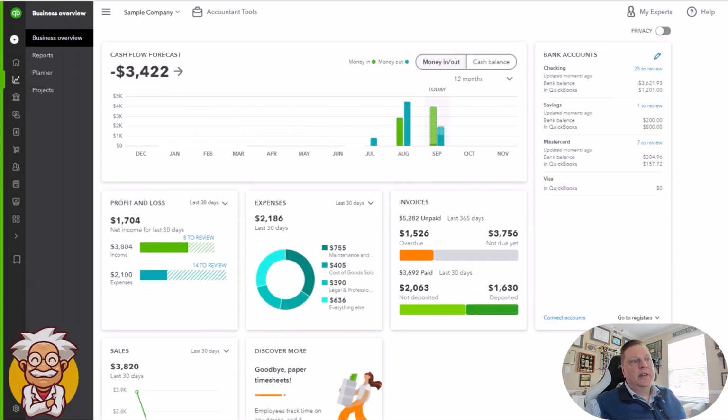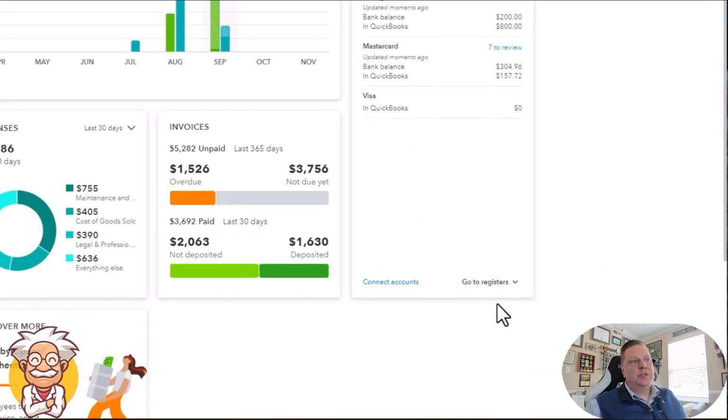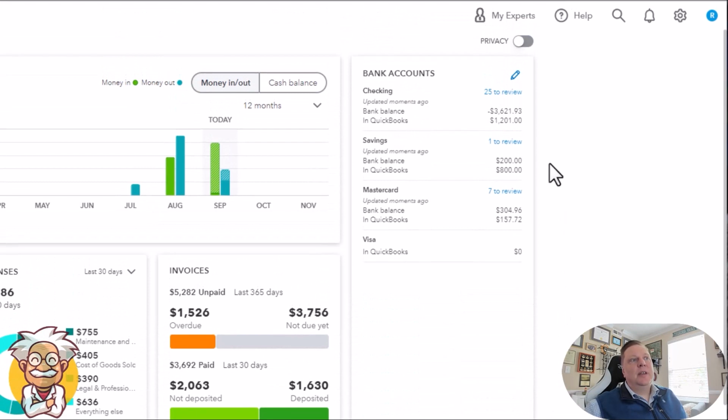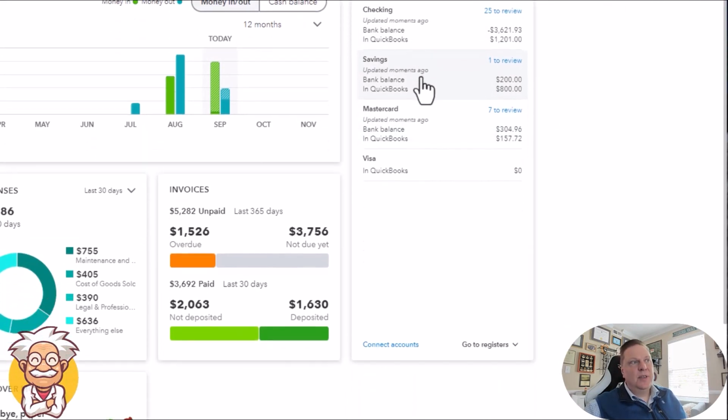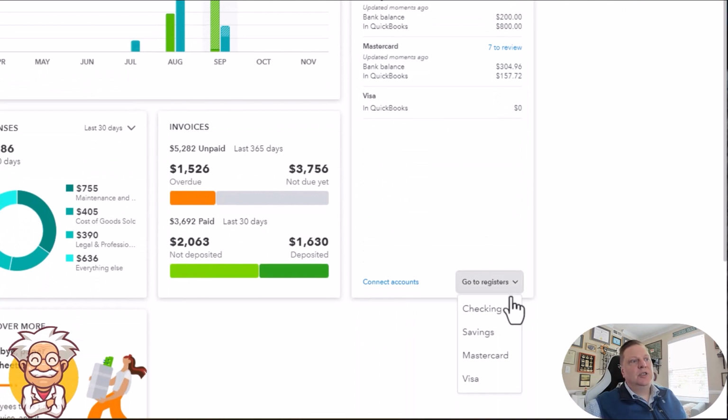The other one that you see here is go to registers. Now this is different than going straight in. Just remember, this goes into your bank feed. This goes into your register. So you can do a drop down. It shows the different registers you have.